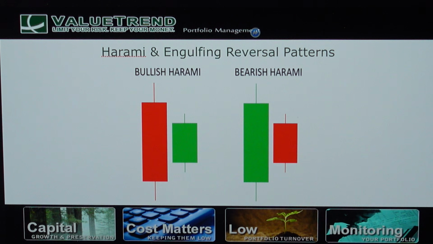The next pattern I want to talk about is the Harami pattern. And excuse my pronunciation if I'm incorrect on any of these Japanese terms for the candles we'll be talking about. The main thing you need to learn is the concept and not the names. The first pattern we're going to look at is a bullish pattern.